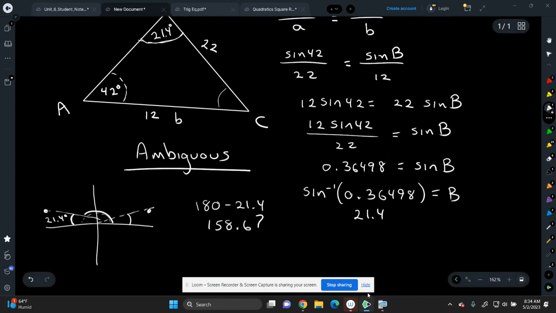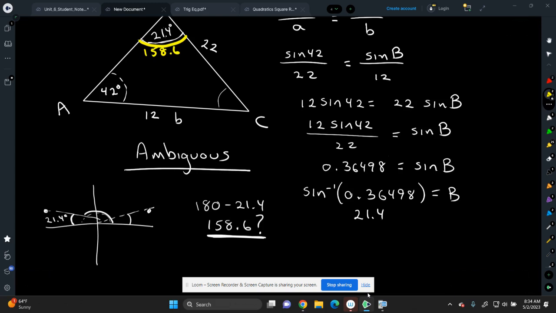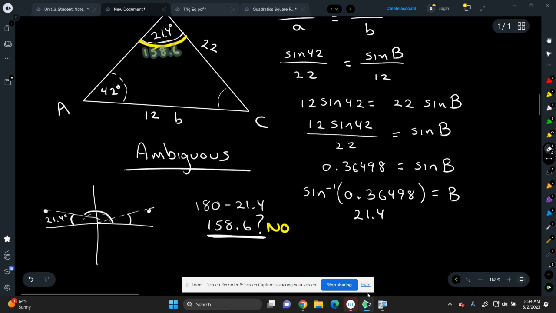So the question is whether or not this is possible as a solution to my triangle. And in this case, the answer is no. Why can't this angle be 158.6? Right. It's going to be more than 180 degrees for the triangle. So in this case, this is not going to be a possible solution. But I have to consider it because it might be. There may be more than one triangle that fits these.